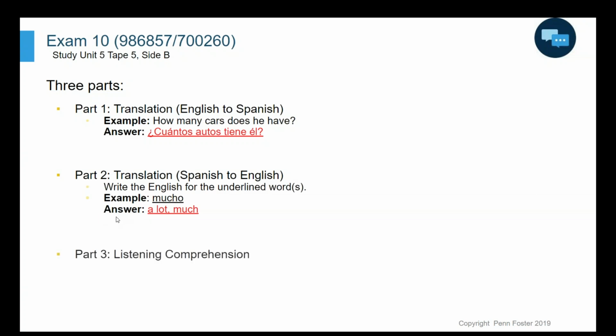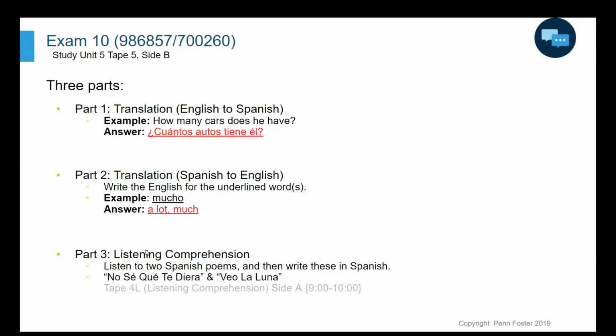And then in part 3, this is listening comprehension. You're going to be listening to 2 Spanish poems, very short Spanish poems, and writing those also in Spanish as you hear them. Titles of those poems are No sé qué te diera, I don't know what I would give you, and Veo la luna, I see the moon. These 2 poems are found on the same tape as exam 8. If you had that audio section, tape 4L side A, this time though 9 to 10 minutes on the time.